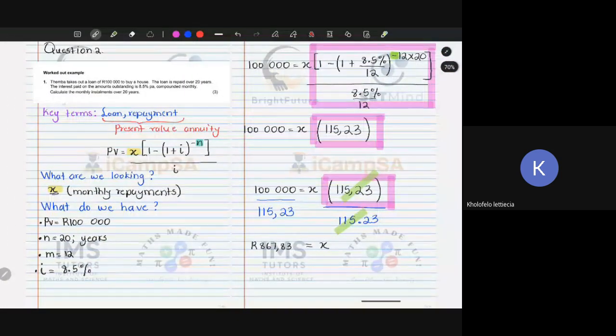So there you go, guys. Our answer is that Temba will have monthly payments of 867.83 rands. These are his monthly repayments. So he took out a loan, and this is the amount that he needs to pay per month.